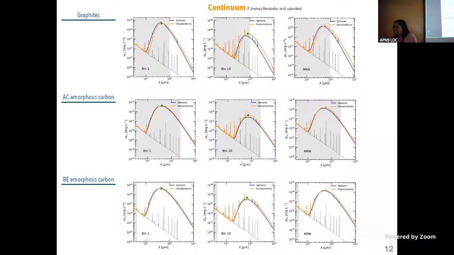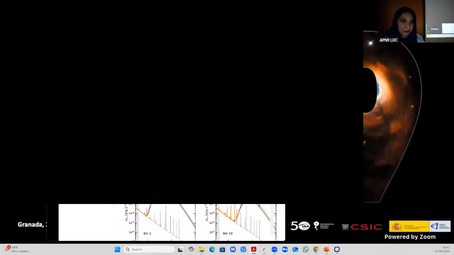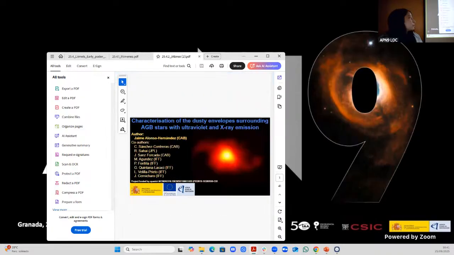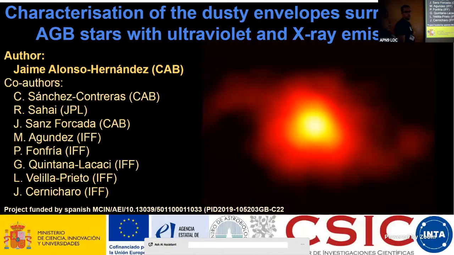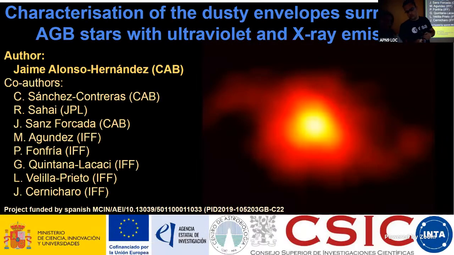Okay, let's thank Camila again. Next up, we have Jaime Alonso Hernandez on characterization of the dusty envelopes surrounding AGB stars with ultraviolet and X-ray emission.